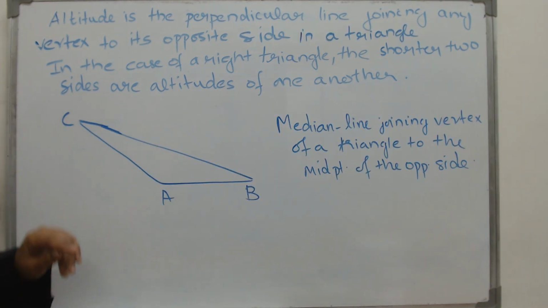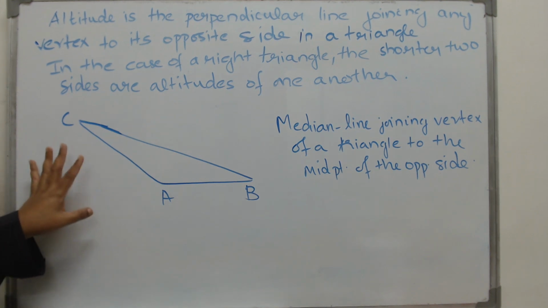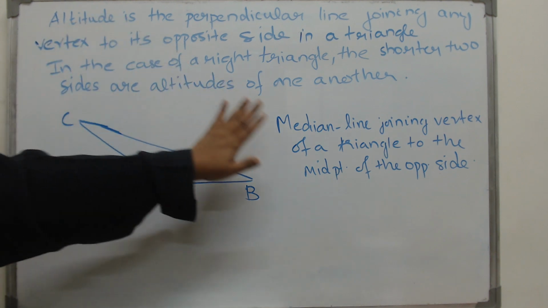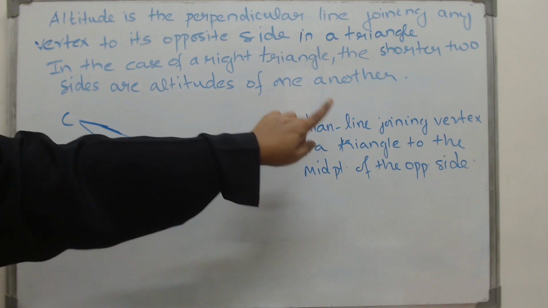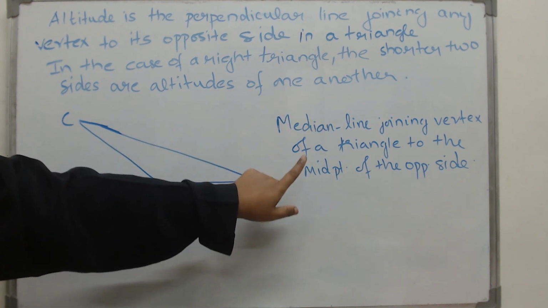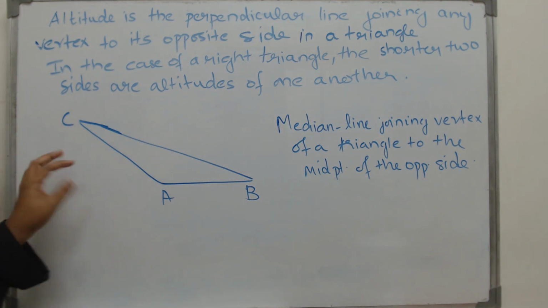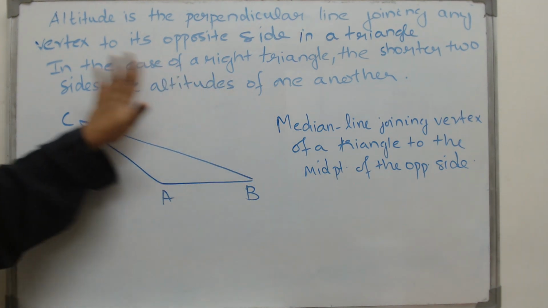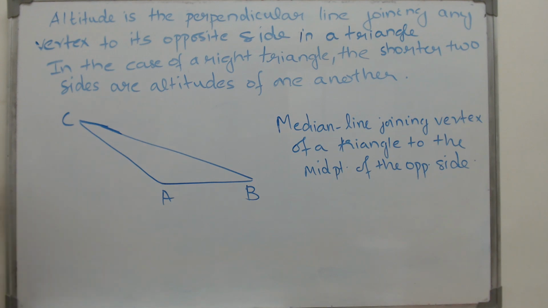Now, before we return to our question, I will tell you this very interesting thing. This is a question which often gets asked. What is the difference between altitude and median? Your median is the line joining the vertex of a triangle to the midpoint of the opposite side. And a very interesting difference between altitude and median is that altitude can lie outside of a triangle, but median can never lie outside of a triangle.